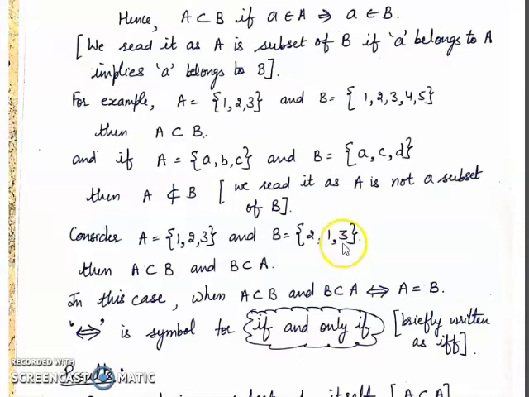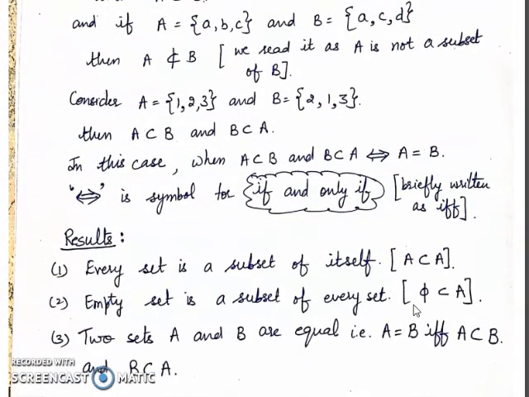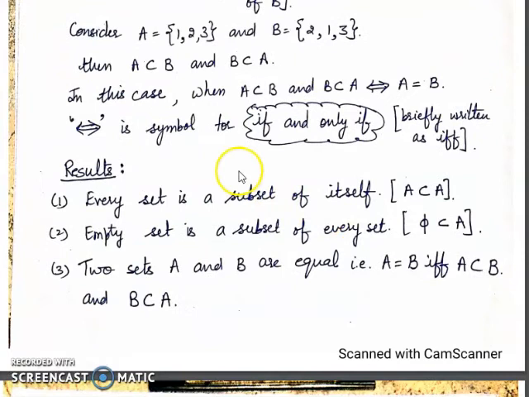In short form, if and only if will be written as iff. This is the short form of if and only if, and in symbol we write it like this or we write it like this. So from the above discussion, we get three results.